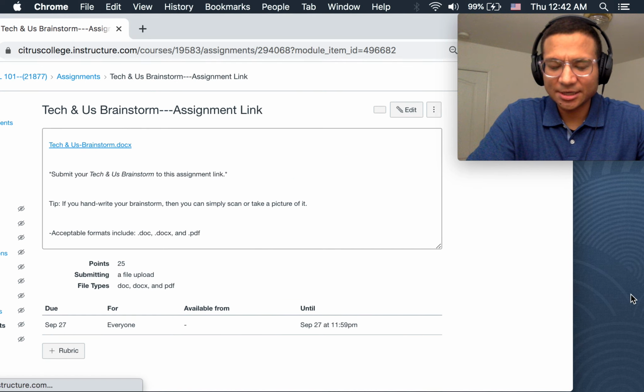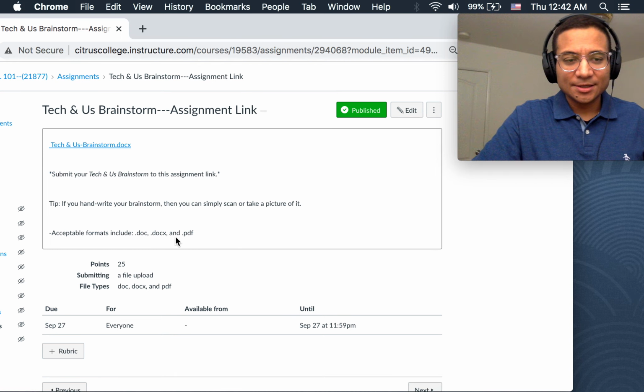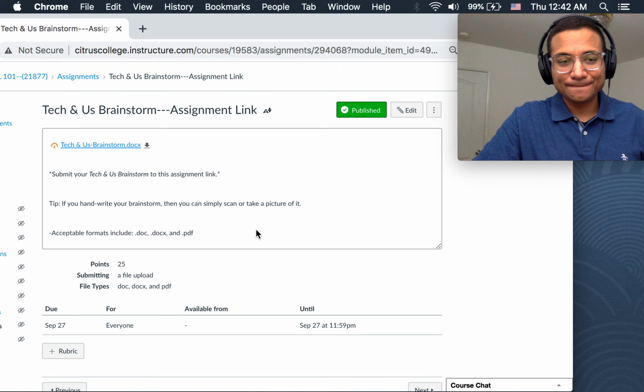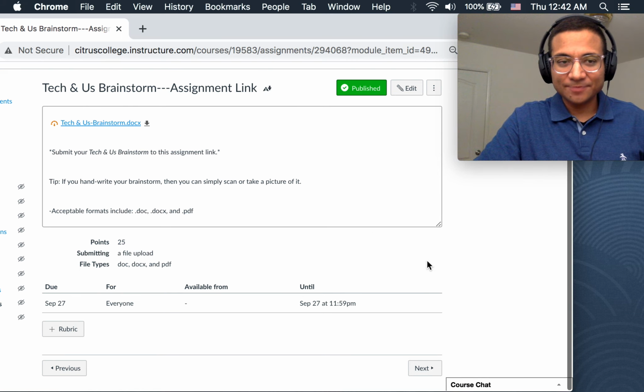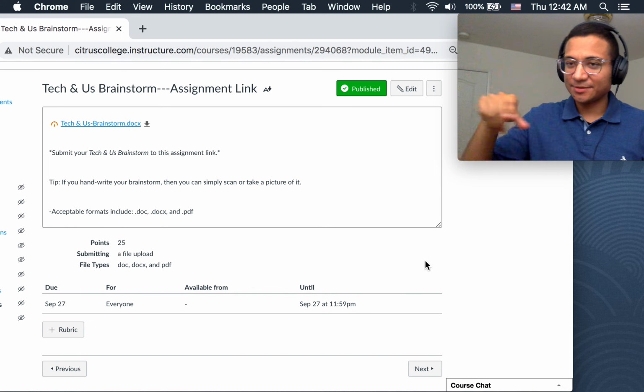Then you can just either scan it or take a picture of it and upload it. Yep, that's the link. You can type it out or write it out, but you need both things, T-chart and thesis.